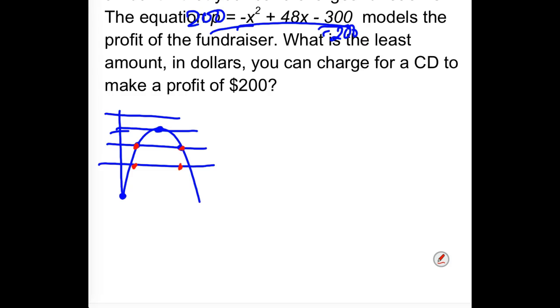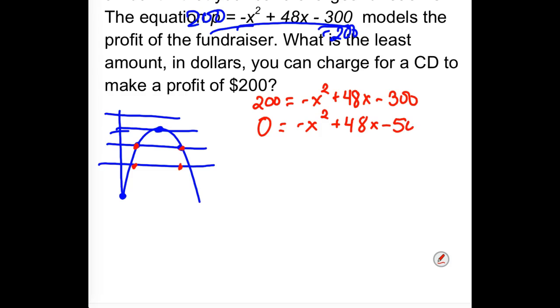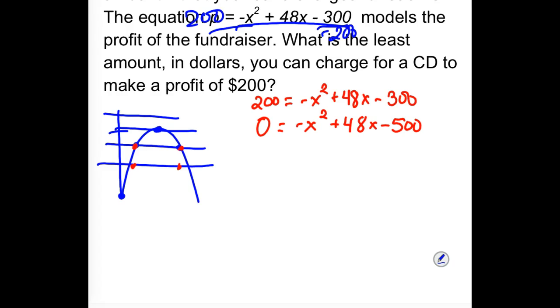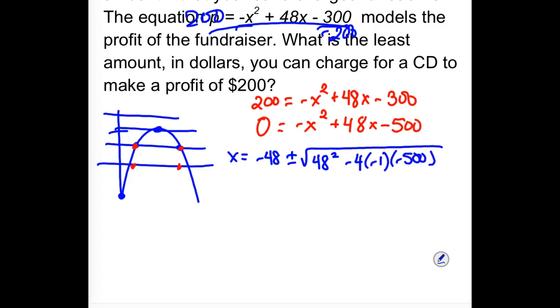Okay? So we start with a 200 in for our profit. We're going to subtract it to the other side to create that 0. And now we can use our quadratic formula. So x equals the opposite of b plus minus the square root of b squared minus 4 times a times c, all of it divided by 2a.